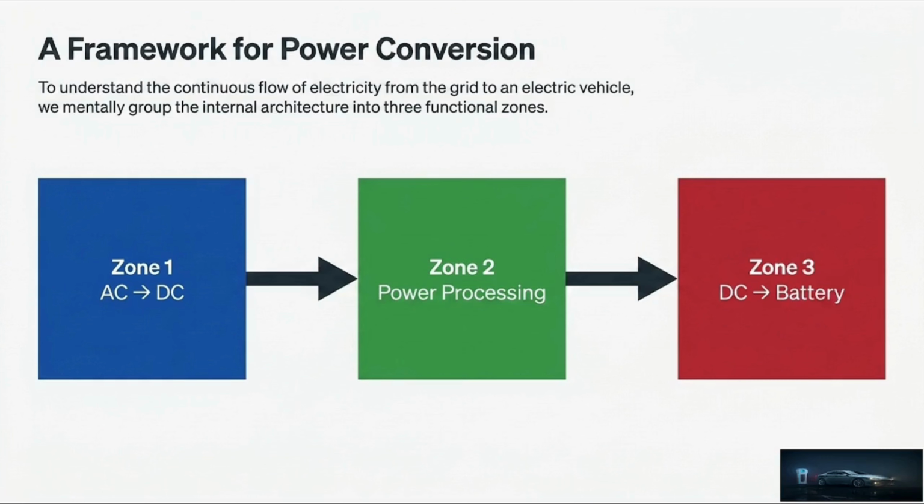So if you remember only one thing from today's session, remember these three zones only. Remember only these three steps: AC to DC, then power processing, and DC to battery. Perfect. Now let's open each zone one by one and start discussing it.